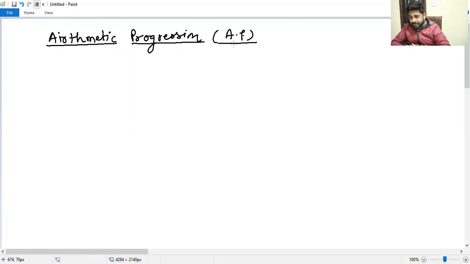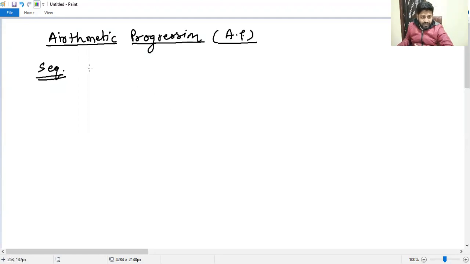What is AP? Actually, AP is a part of the chapter sequence and series from class 11th. So we study some basic part of arithmetic progression in class 10th also. So what is sequence? Sequence is very easy. We use this in our day-to-day language. We can say the set of arranged numbers, a set of anything which is arranged in ascending or descending order.